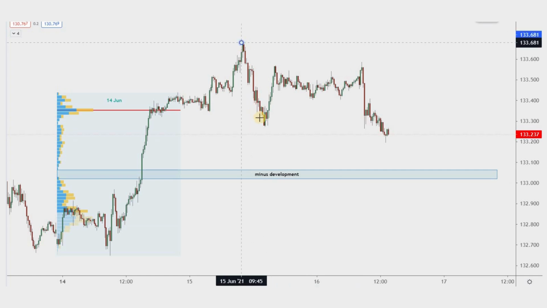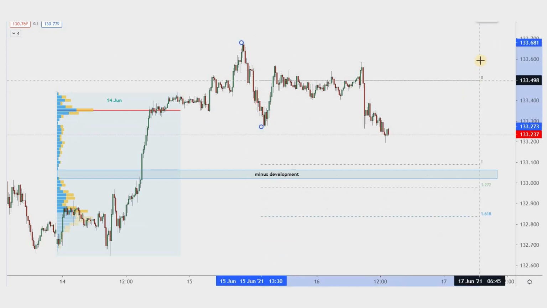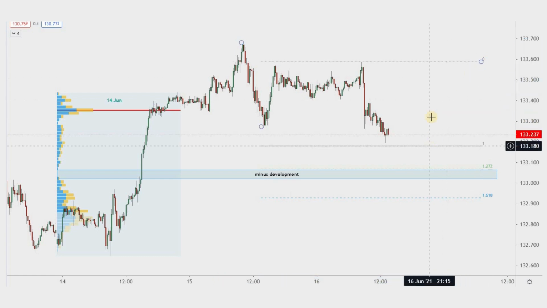Now we are going to use trend-based Fibonacci extension in order to find AB equals CD patterns.